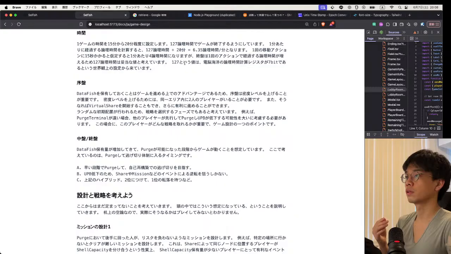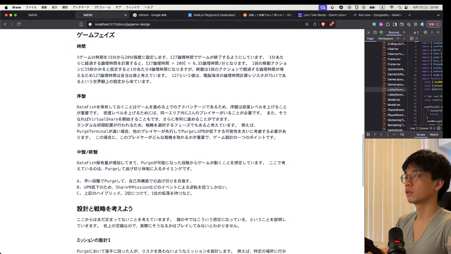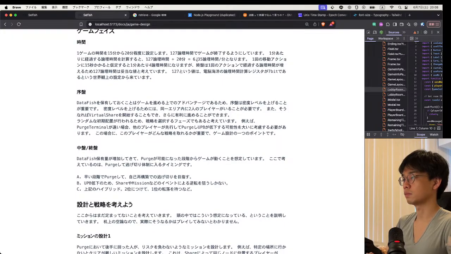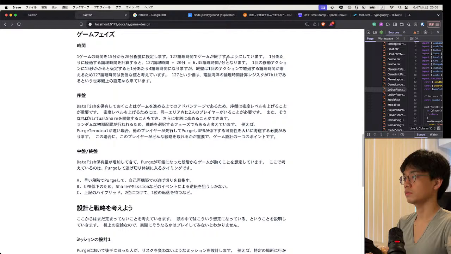So let's think about how many logical time passes per minute. This is a simple formula: 127 logical time divided by 20 minutes. The answer is 6.35 logical time per minute.